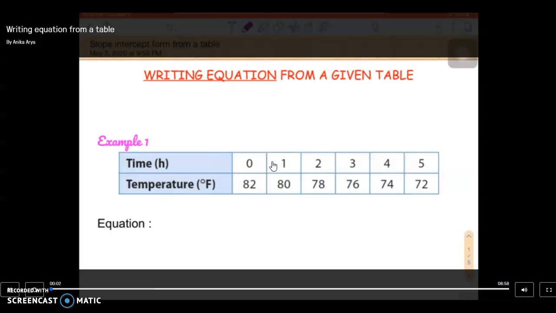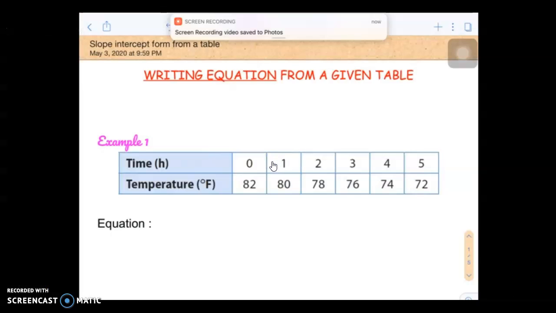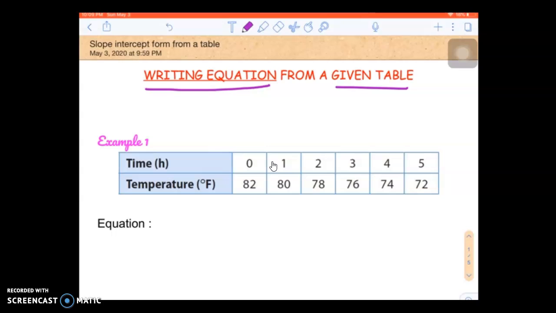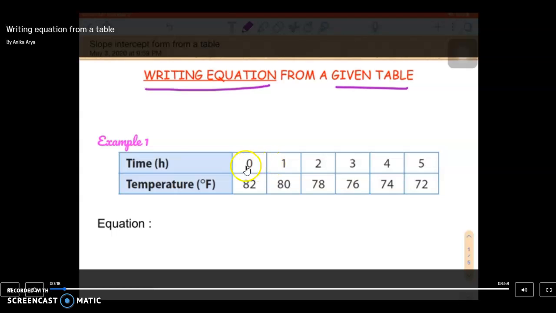Okay, so we're writing equations from a given table. Here we have a time and temperature table, and we're going to write an equation from it. They have used H and F, but we could use X and Y. Our X would be up here and Y would be down here.